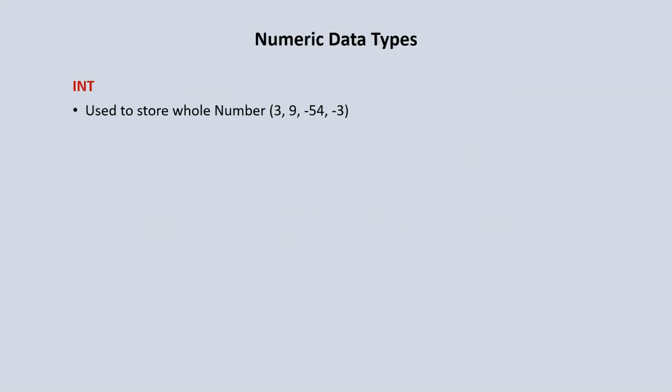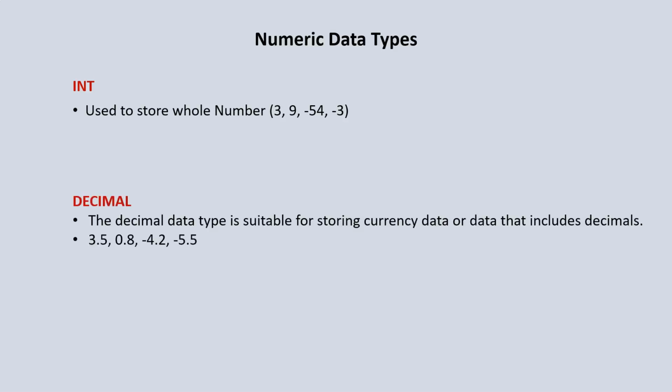If we look at the int data type, we can use it to store whole numbers, 3 for instance, 9. It takes on both positive and negative values, so -54, -3. All of these can be stored under the int data type. The decimal data type is used to store values that have decimals, and it can also take on both positive and negative values: 3.5, 0.8, -4.2, -5.5.